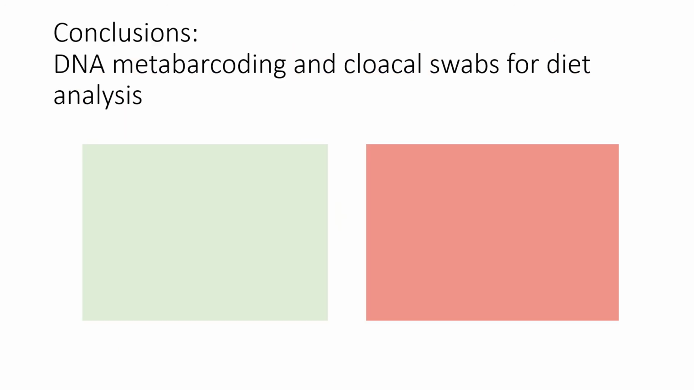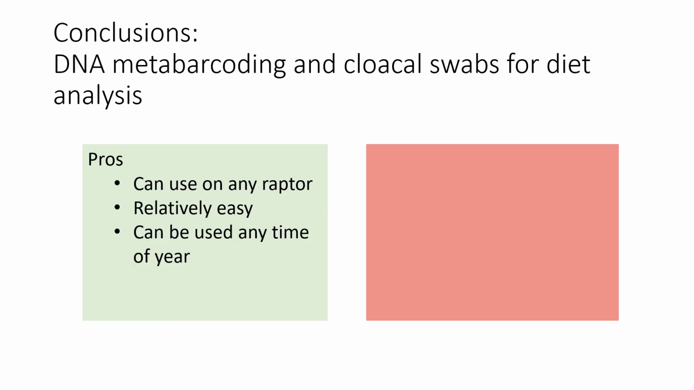To wrap up here, I'll just give some quick pros and cons of cloacal swabbing. First, for the pros, you can use it on any species of raptor. It's relatively quick and easy to take a cloacal swab. Even though my project was only looking at diet during migration, you could certainly collect cloacal swabs at any time of the year. And there may be fewer biases in cloacal swabbing than other methods of studying diet, but this really depends on the barcodes and primers you use. Plus, we really don't know if there are some types of prey that are more likely to be detected in the cloaca than others.